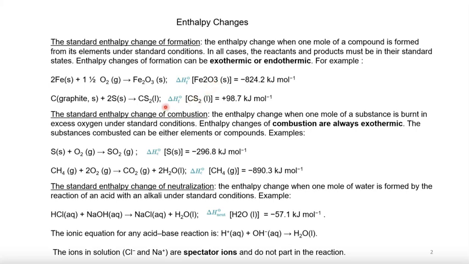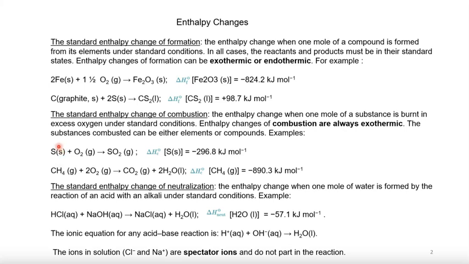This was a mistake. Okay, the standard enthalpy change of combustion. What does it mean? It means that when we burn 1 mole of a substance under excess oxygen and with standard conditions, we call that standard enthalpy change of combustion. One thing we have to remember is that the enthalpy changes of combustion are always exothermic. Always exothermic, yeah, always exothermic. Whatever we do, it's always exothermic.